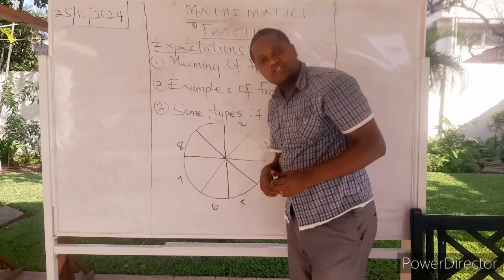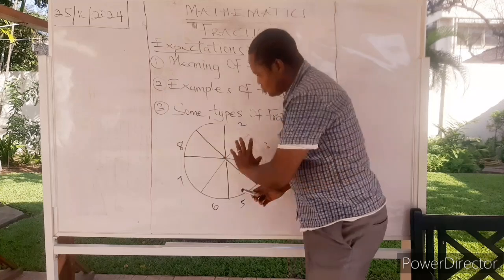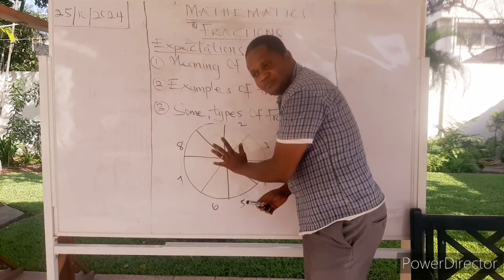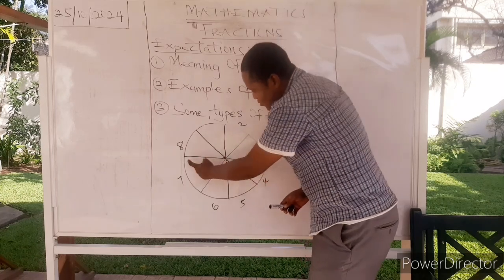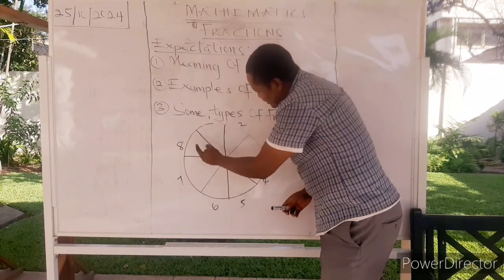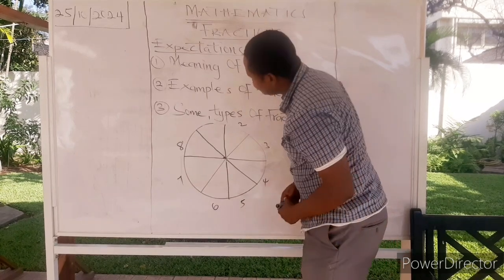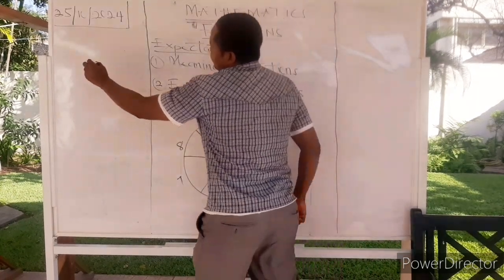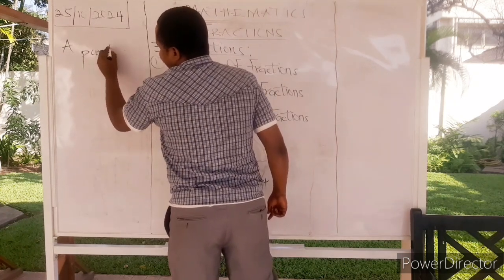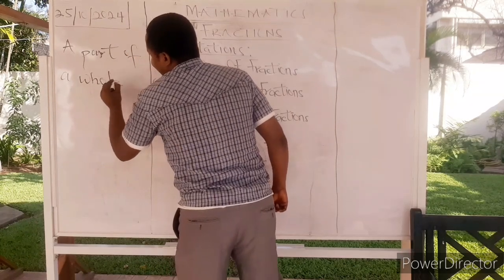Now, when we talk of fractions, fractions are parts of a whole. So this is a circle. The circle on the board can be termed as a whole. Now, when we divide this circle into several parts, you can see on the board that this circle is divided into 8 equal parts. So a fraction is what? A part of a whole. That's what fractions are, a part of a whole.